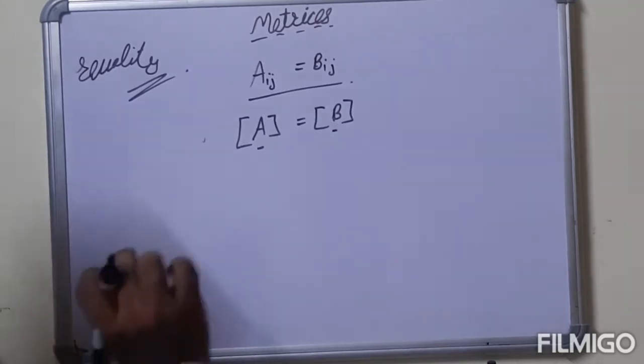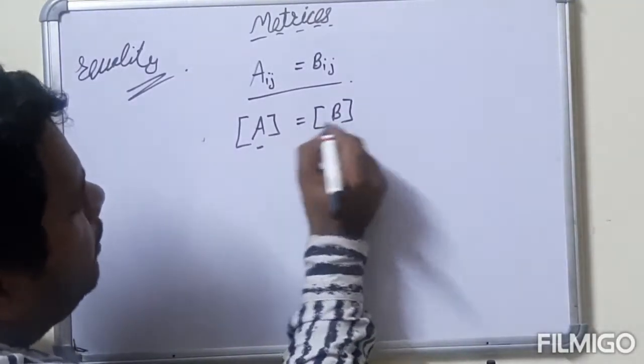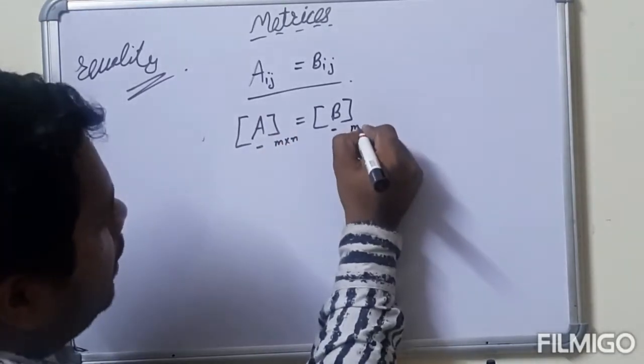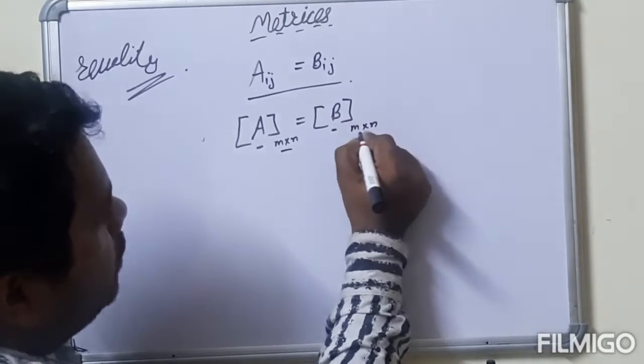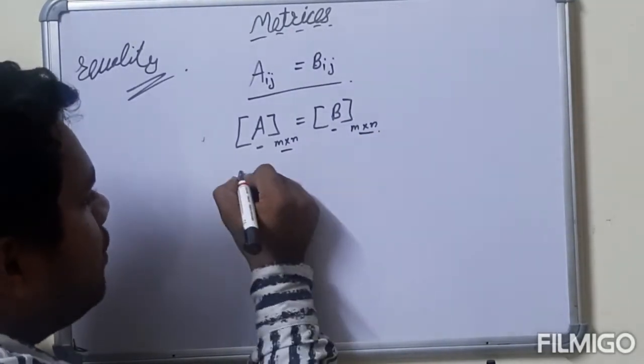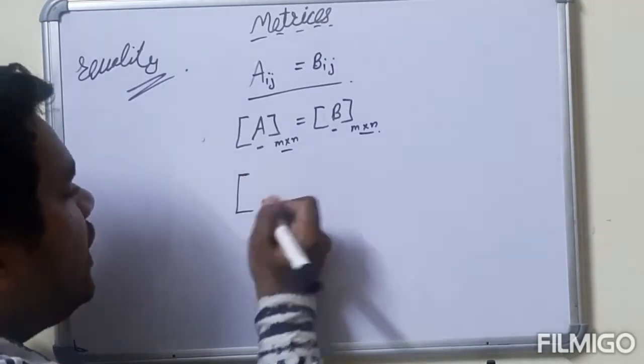But there is a condition in this: both the matrices must be of the same order, meaning m into n, and this m into n is always equal. So we will take some examples to clarify it.